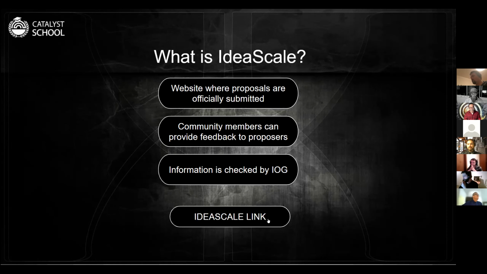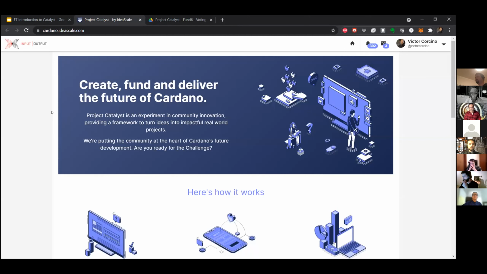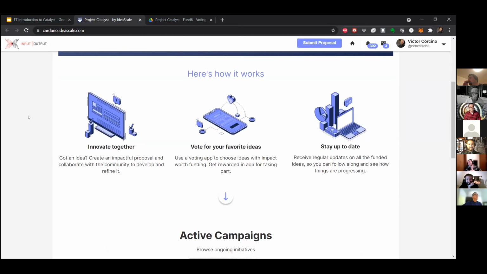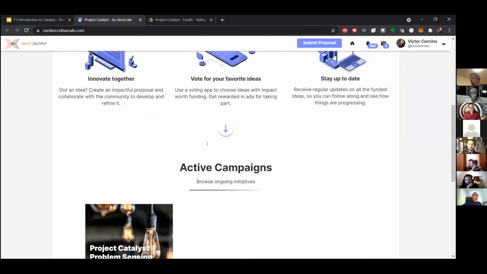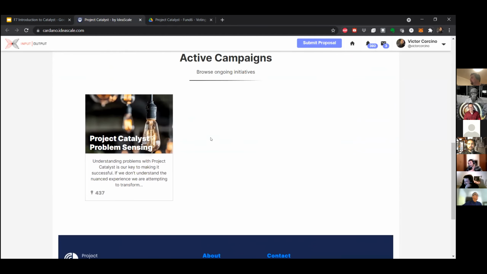And there is a link here if you want to access. I'm going to open it here to show you as well. Yeah, so this is famous or infamous ID scale. It has some explanations about Catalyst here and the active campaigns. Right now, we only have one active campaign, which is Project Catalyst Problem Sensing.